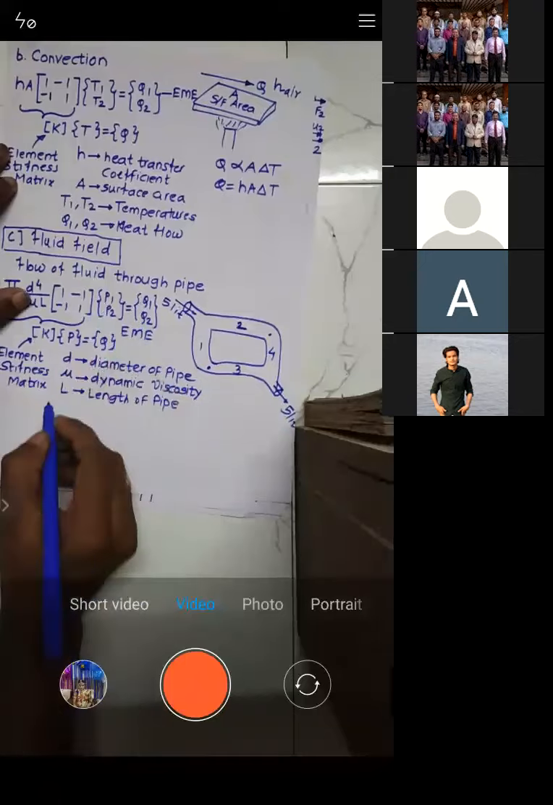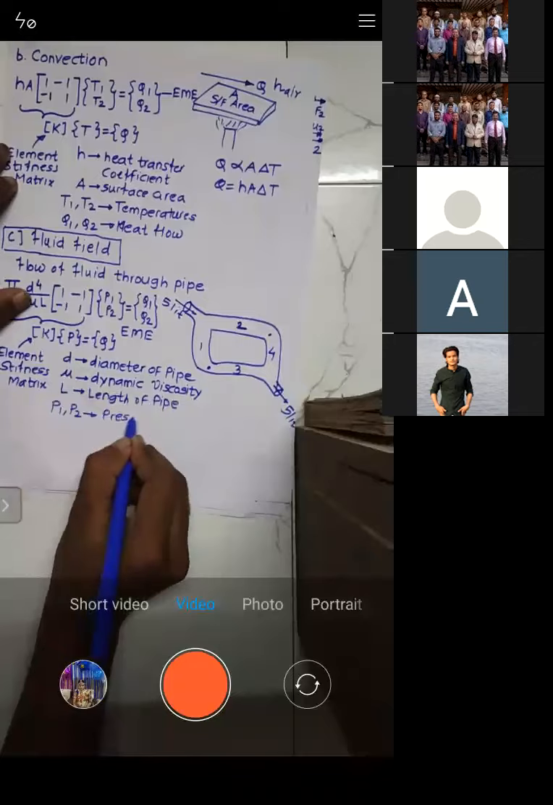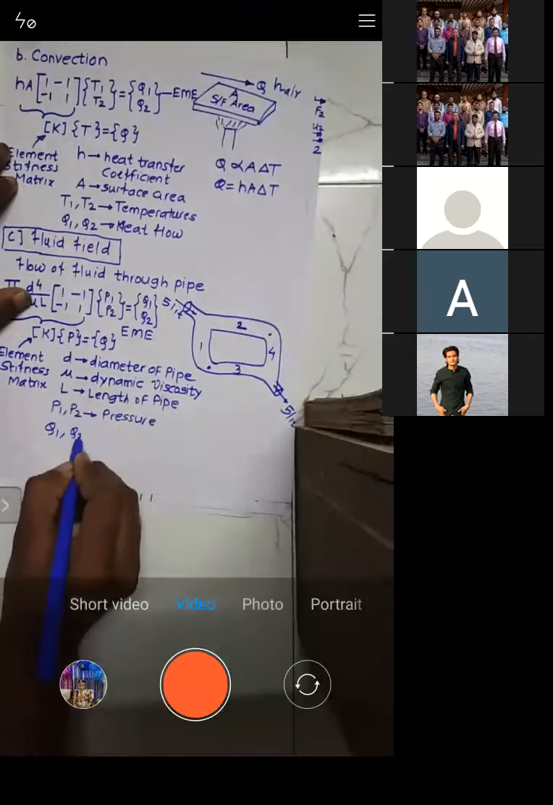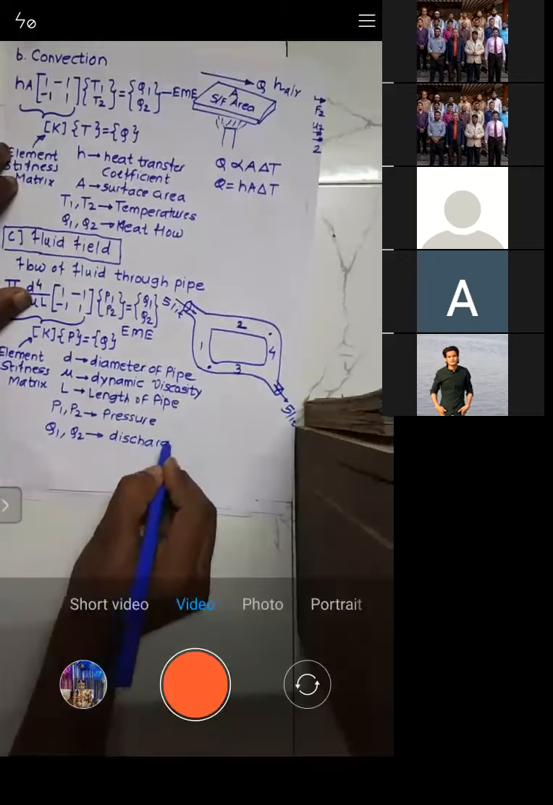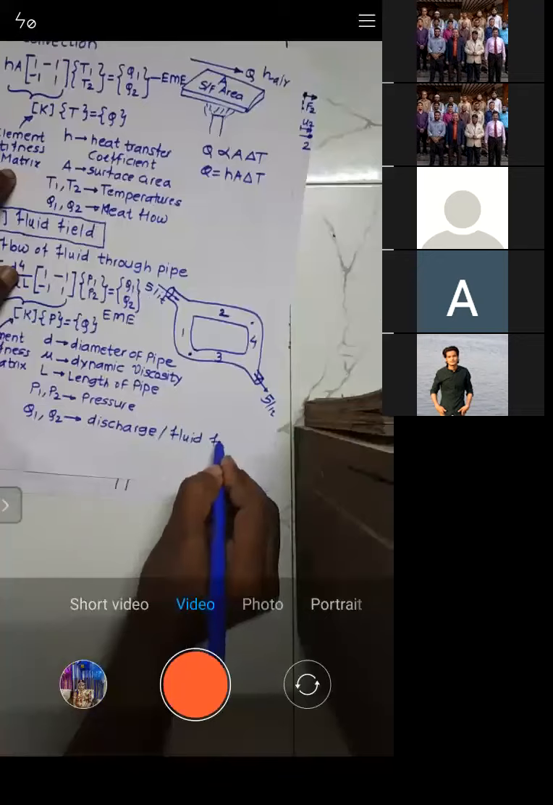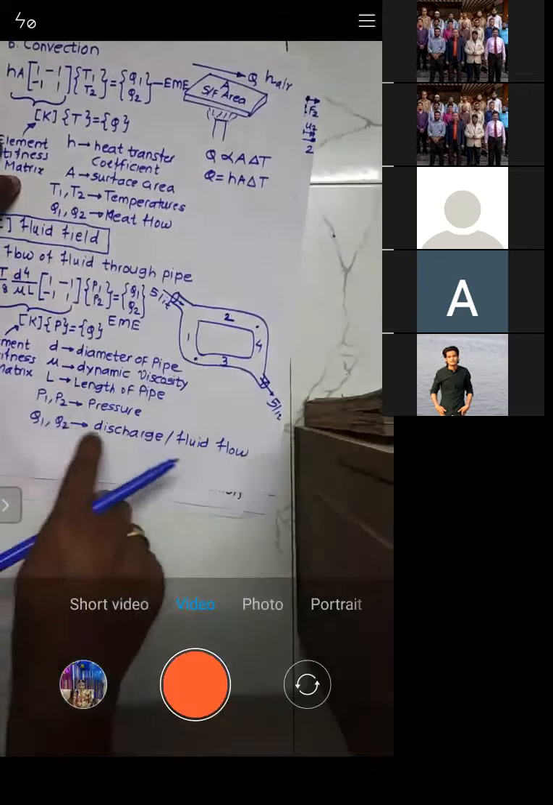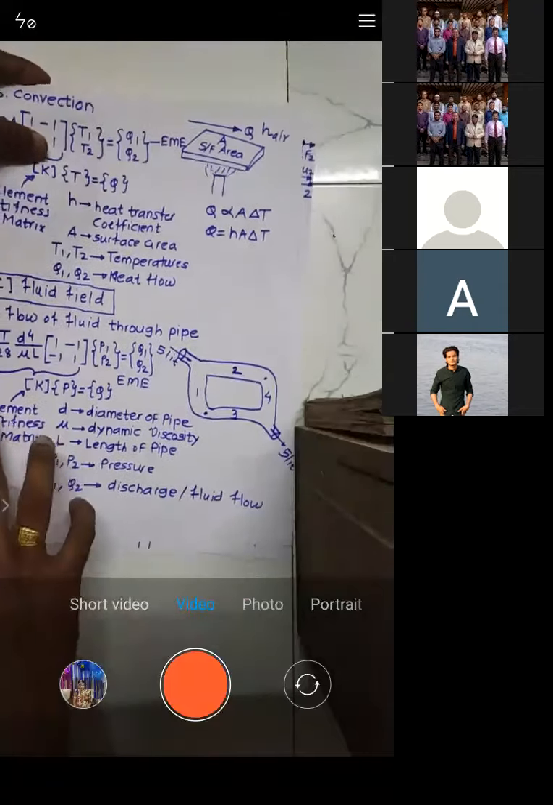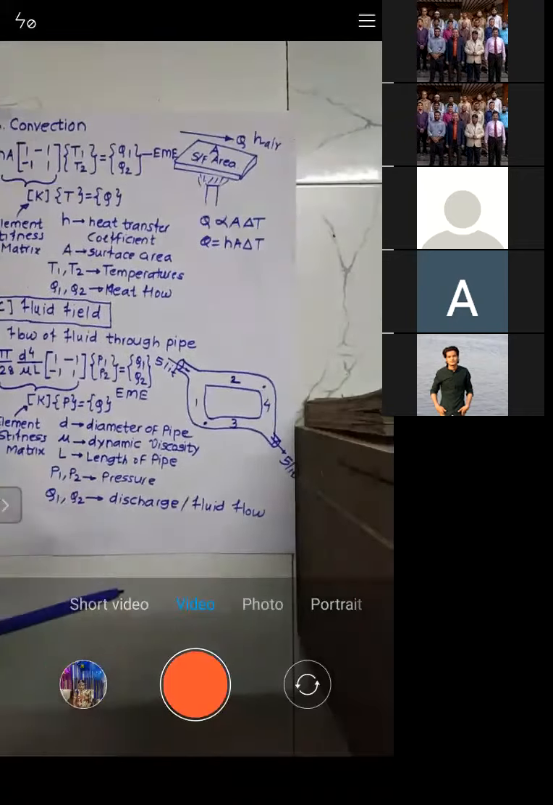P1, P2 are the pressures. What is Q1, Q2? It's the discharge, or fluid flow. It's not heat flow; here it was heat flow, here it is fluid flow. So Q1, Q2, either you call it discharge or fluid flow. Have you understood this one, all of you? Is it okay with this one?